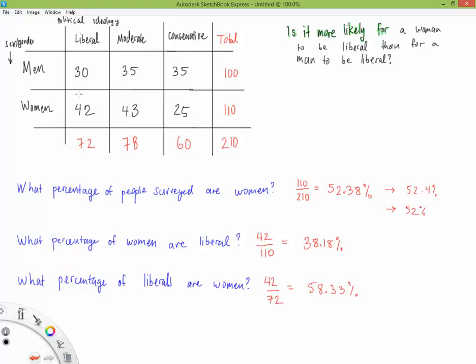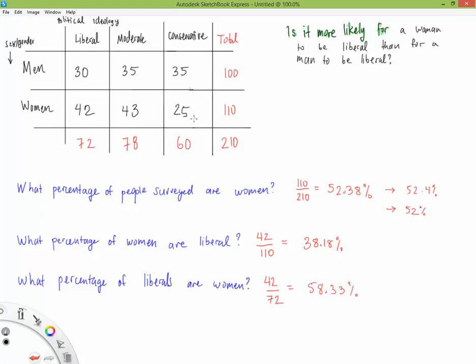So I shouldn't just look at the numbers here. If I look at the number 42 versus 30, it looks like, okay, but this is not what I want to use, and I'll tell you why. Because there's more women than men. So even if they were equally likely, we would expect this number to be bigger just for the sheer fact that there's more women than men.